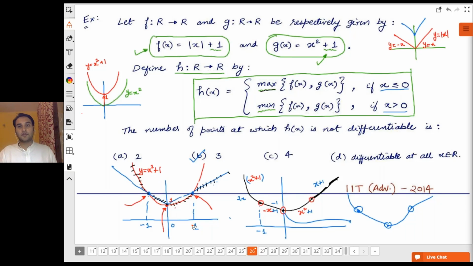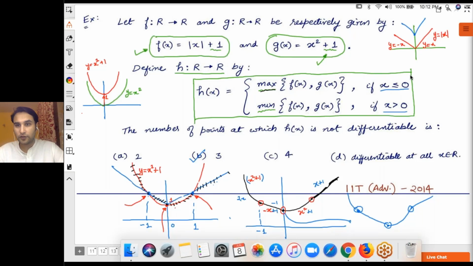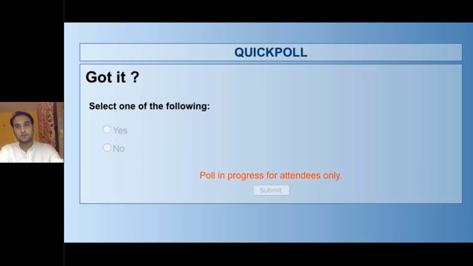Okay? And you can solve IIT JEE problems like that. Very simple. All you needed to do was know the graph. Cool. So did you guys understand it? So now you can solve many such problems.